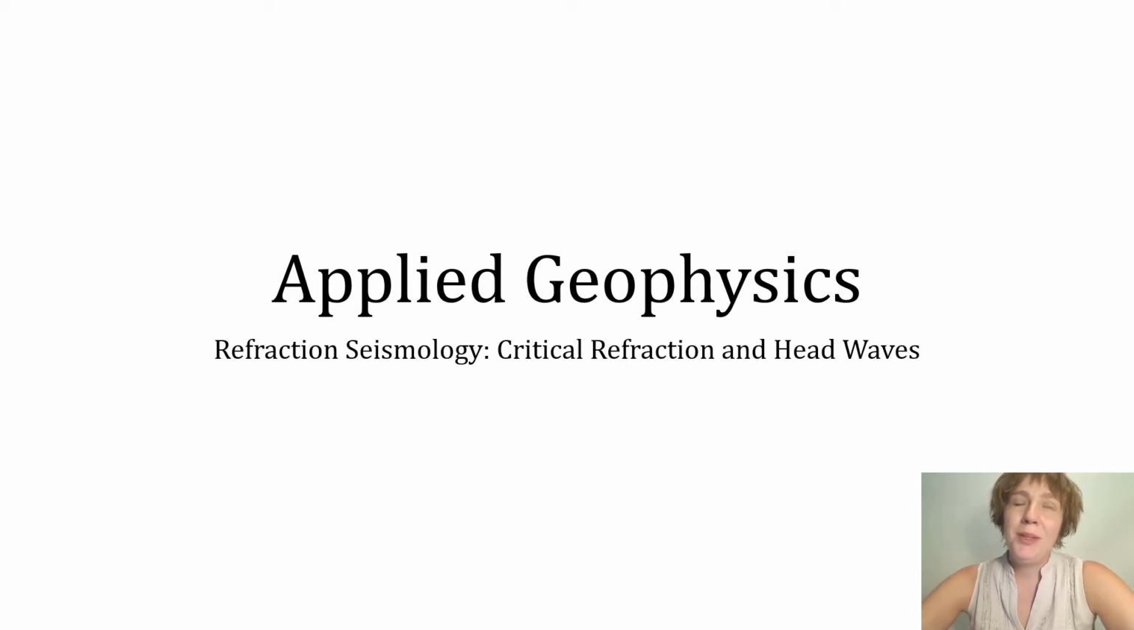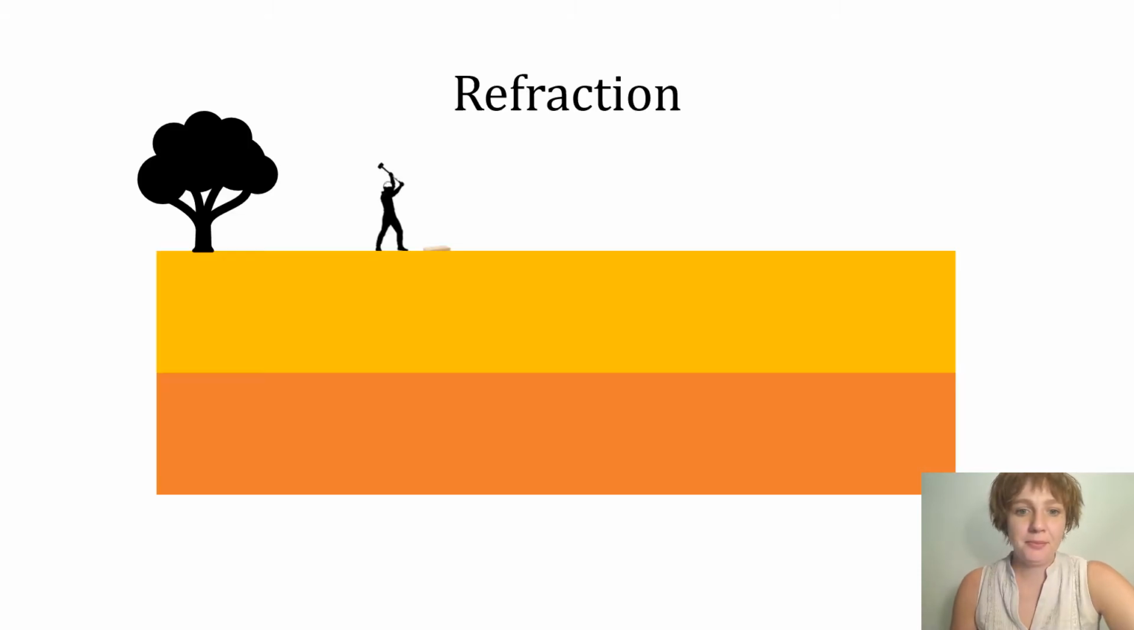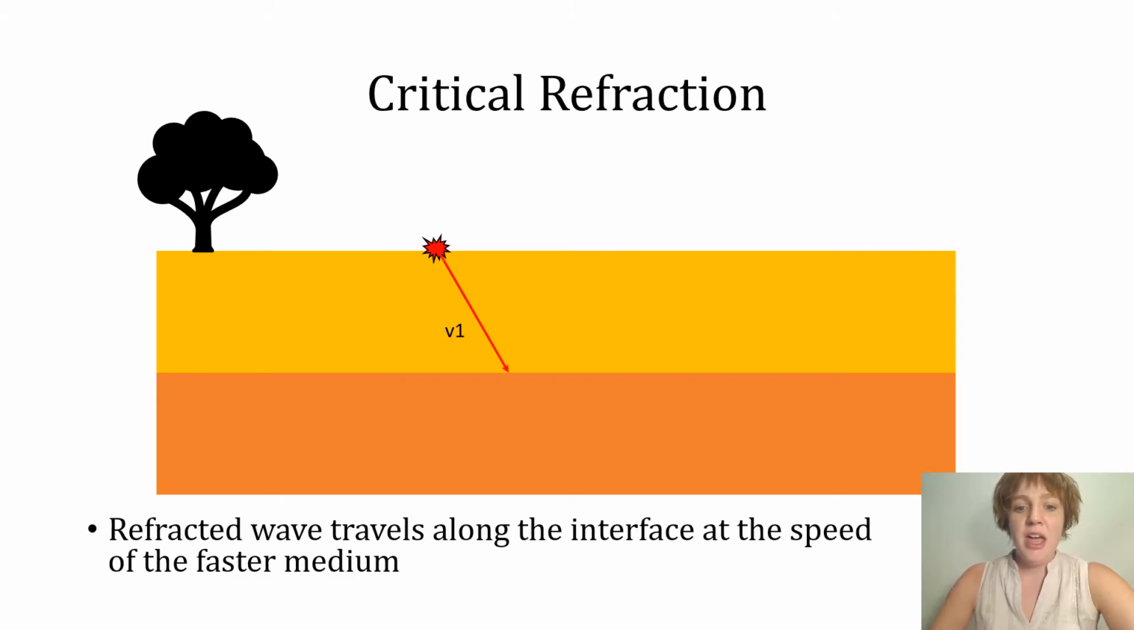Today we will be discussing critical refraction and head waves. So refraction happens anytime you send energy into the earth and it meets an interface where the material underneath has a different wave velocity than the material above. When that happens, the wave will refract at that interface. The refracted wave travels along that interface.